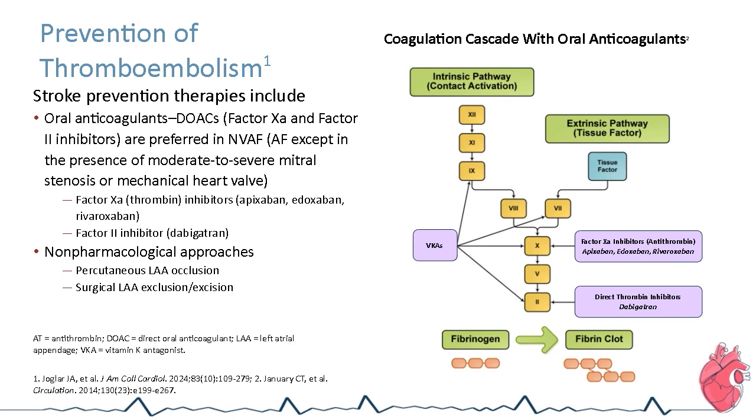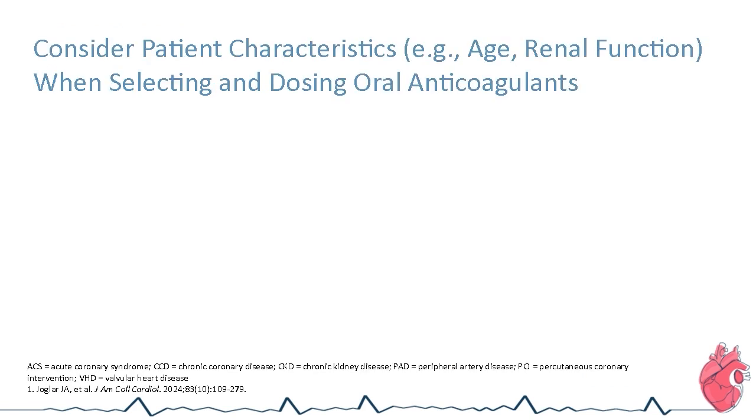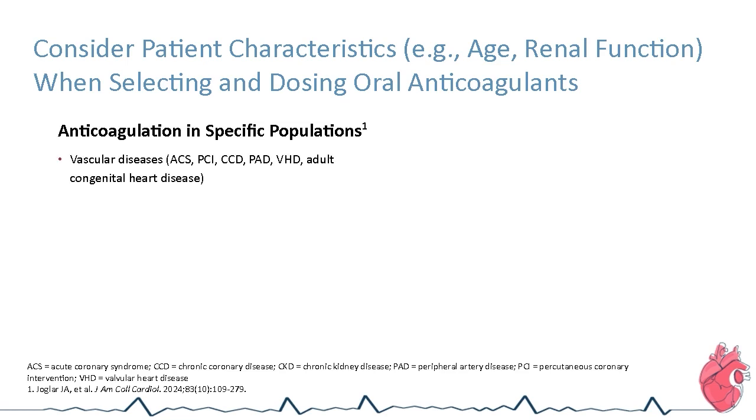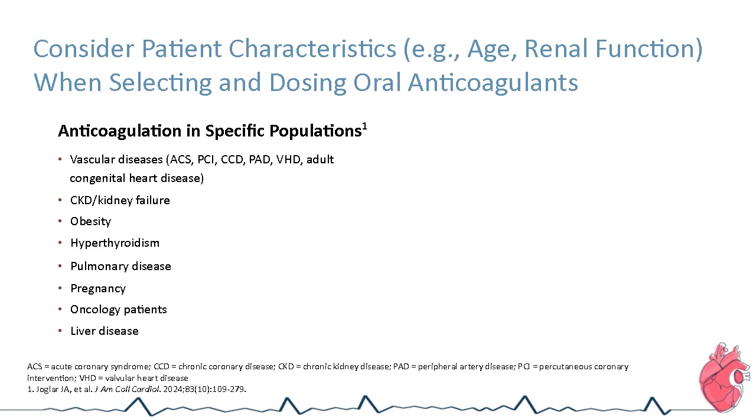When we consider patient characteristics, major considerations include age and renal function when selecting and dosing oral anticoagulants. Other specific populations that need special consideration would be those with vascular disease, such as acute coronary syndrome, have a history of PCI, PAD, adult congenital heart disease. We also need to consider chronic kidney disease, kidney failure, obesity, hyperthyroidism, pulmonary disease, pregnancy, oncology patients, and liver disease.